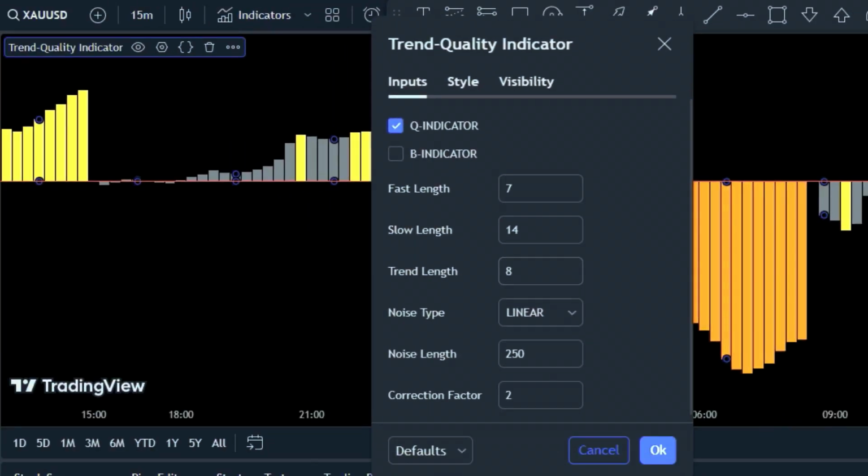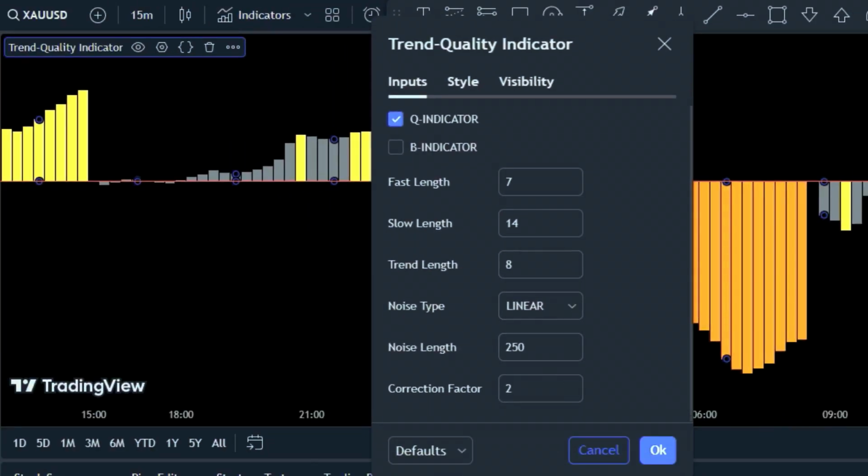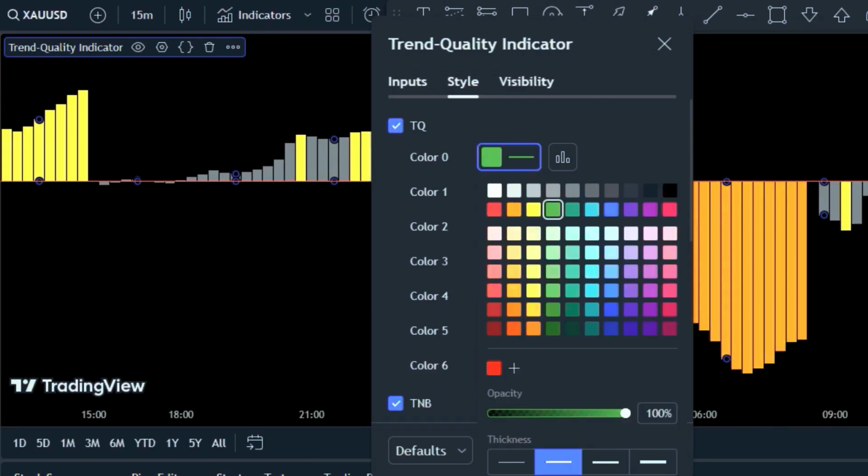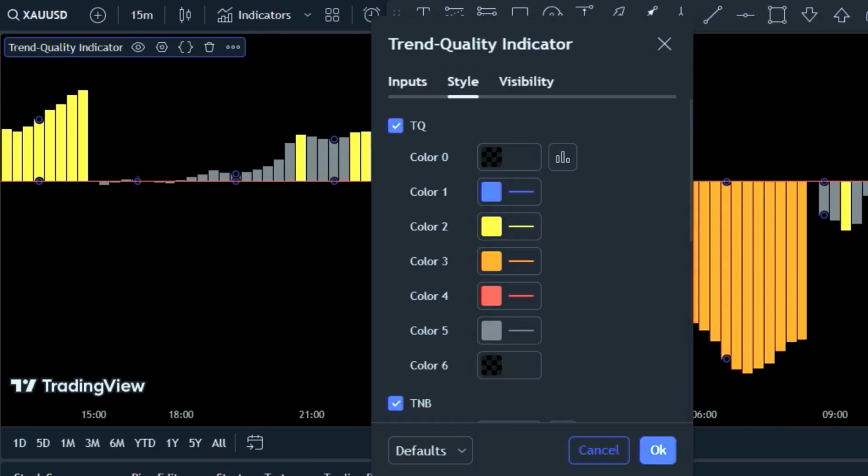Now move on to the style section. Here, you can tweak the colors to make them more appealing or easier to read. Just play around with the options until you find the color scheme that works for you.